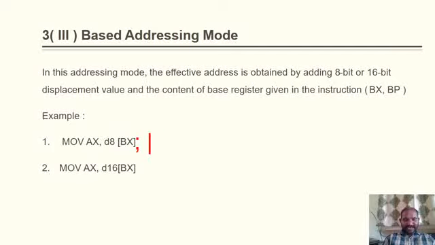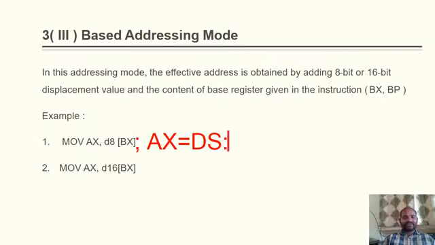In this case, AX is going to be loaded with a value from DS colon, because here we do not have any specific segment. So the default segment is nothing but the data segment only. That's why I took the DS colon. Whatever 8-bit value you are mentioning over here is added with the content of the BX.